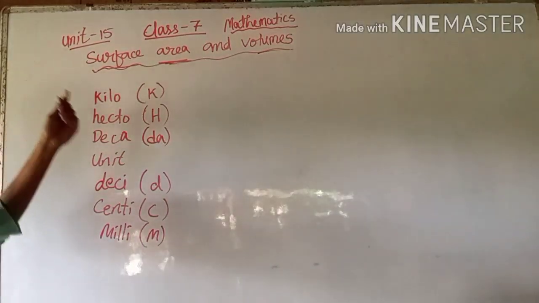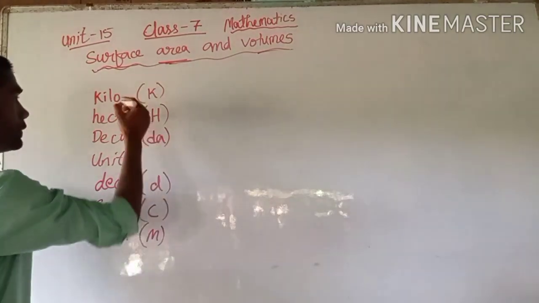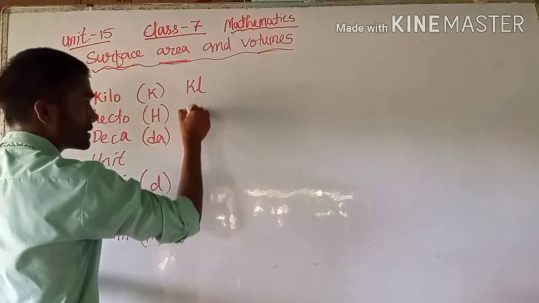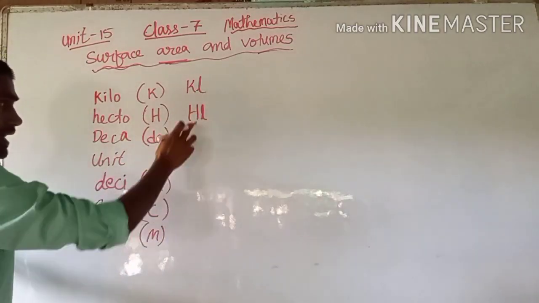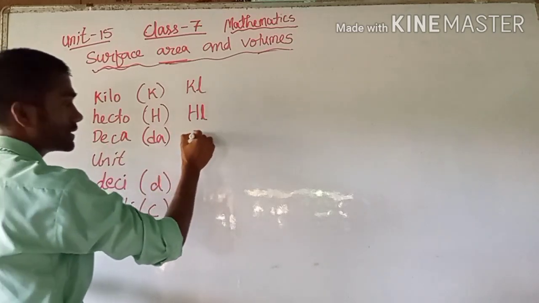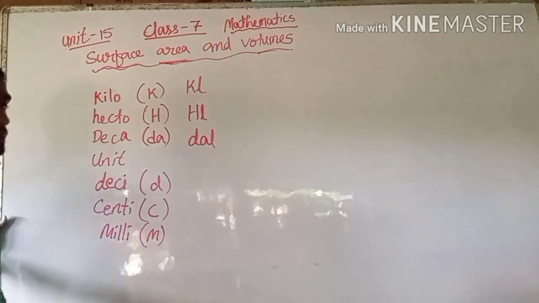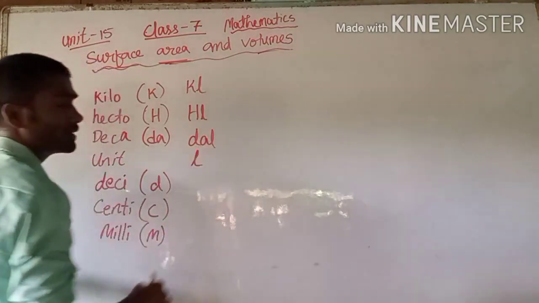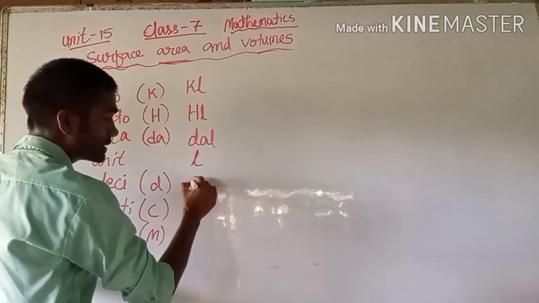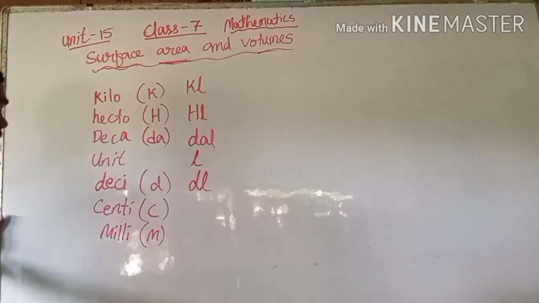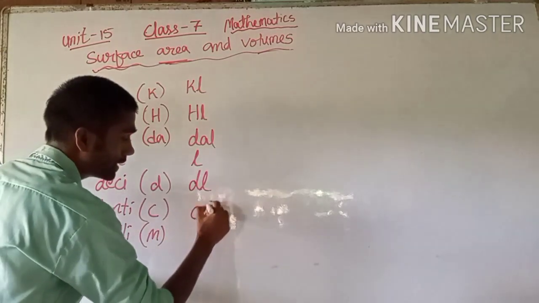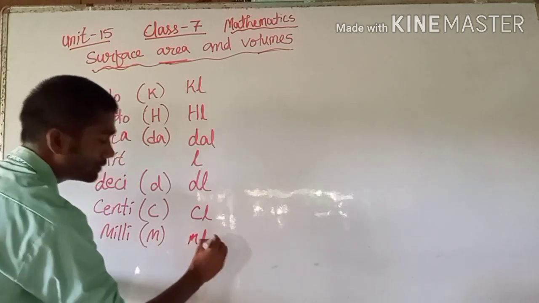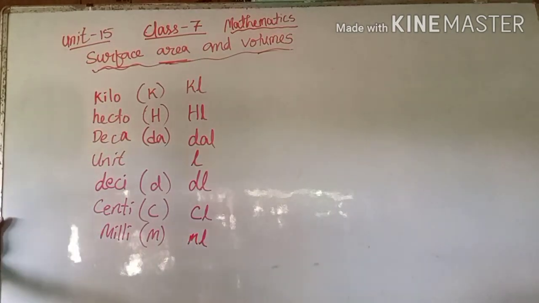If the unit that we are using is liter, then we will write it as kiloliter, KL. And for hecto it is HL, that is hectoliter. For deca it is DAL, that is decaliter. For the main unit, that is the unit that we are using, it is L, that is liter. Again for deci it is DL, that is deciliter. For centi it is CL, that is centiliter. For milli it is milliliter. So these are the units that we are mainly using.